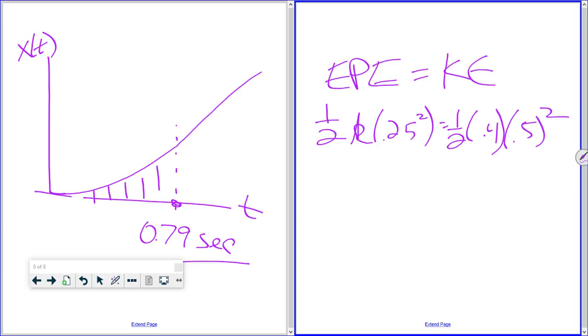There are 2 ways you can determine the period. The super secret ninja route: how long does it take for the cart to go from compressed to the midpoint where it leaves the spring? 1/4 of the period. So 0.79 seconds times 4. There's your answer. Or, the way that I did it, the harder way, is period is 2 pi root m over k. You know your mass. You just found your k.